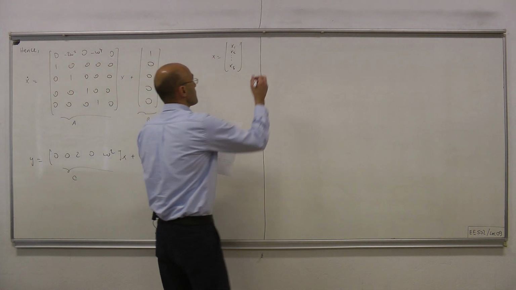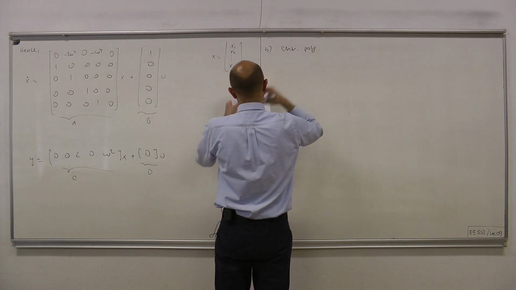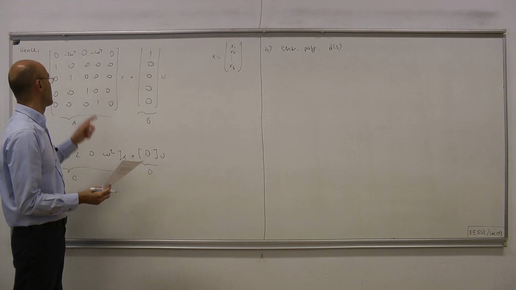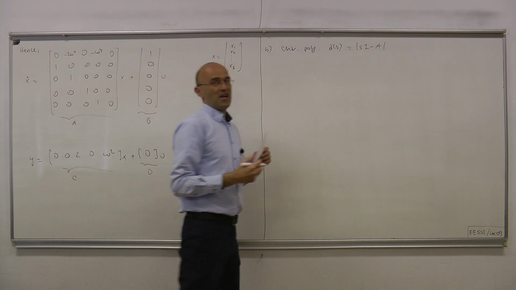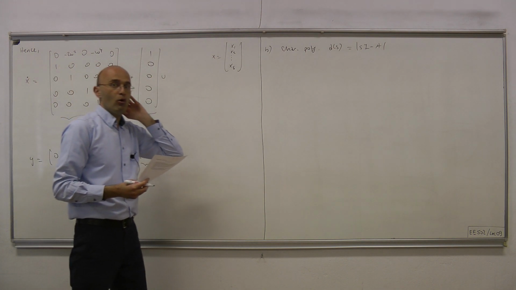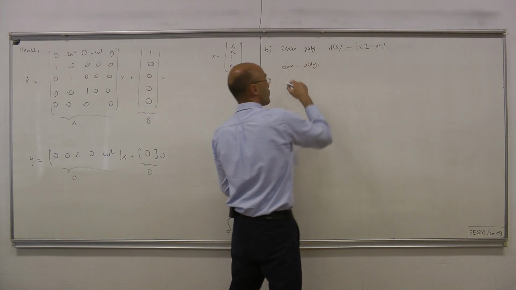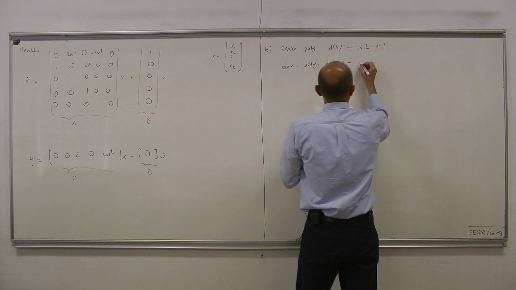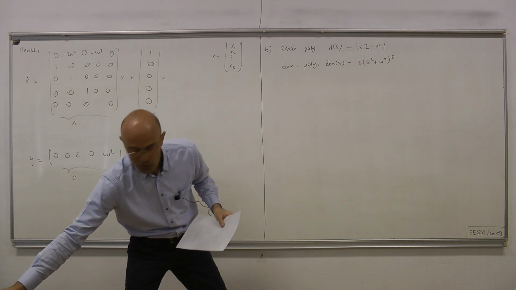Okay, so part B. Characteristic polynomial, whose roots are the eigenvalues of A, equals the determinant of this matrix sI minus A. A is a 5 by 5 matrix, therefore we expect a polynomial of 5th order. And how about the denominator polynomial? The denominator polynomial of the transfer function, that too is a polynomial of order 5.